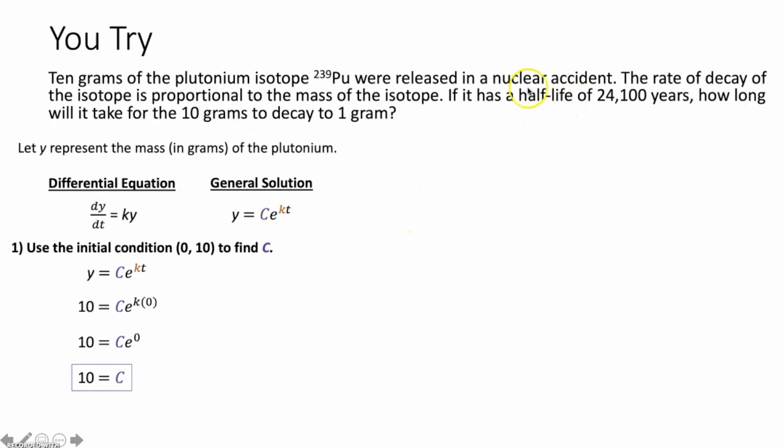Well, remember, the half-life is an initial condition in disguise, so we're going to use this half-life in order to find our k value. So how does that work? Well, again, we're going to take 10, plug that in for our c in our general solution. Now, a half-life is just how long it's going to take for some amount of this plutonium isotope to be cut in half, to decay to half of its original size. So if we're starting with an amount of 10 grams, that means that after this given half-life, we should end up with half of that amount, meaning we should go from 10 grams to 5 grams.